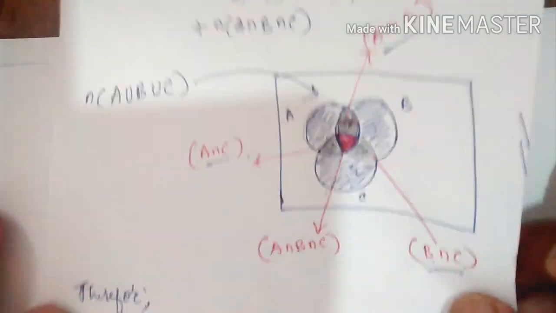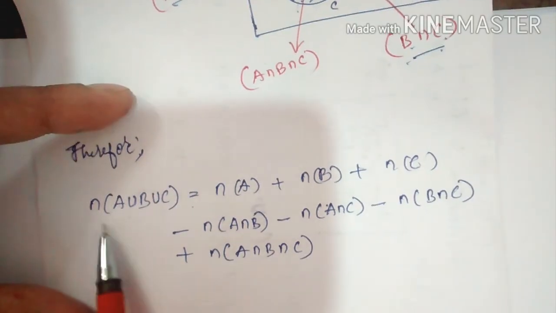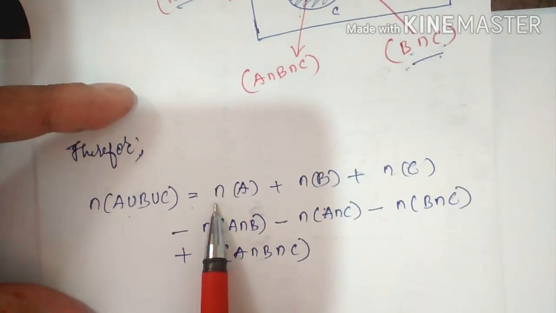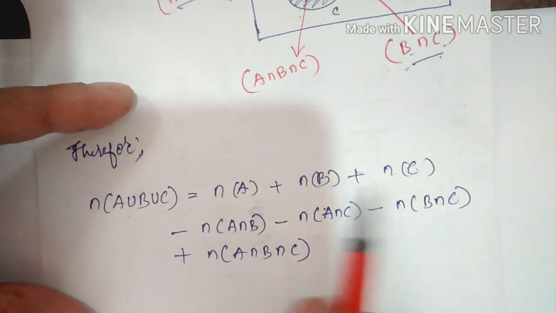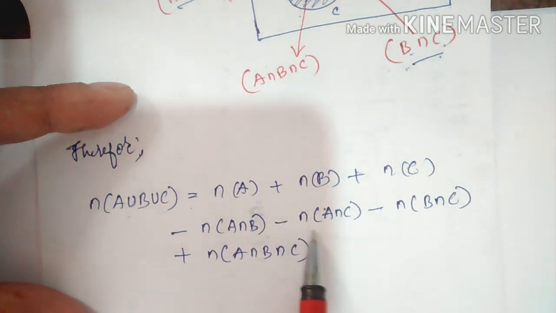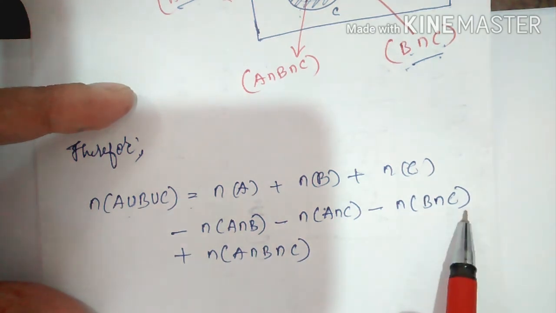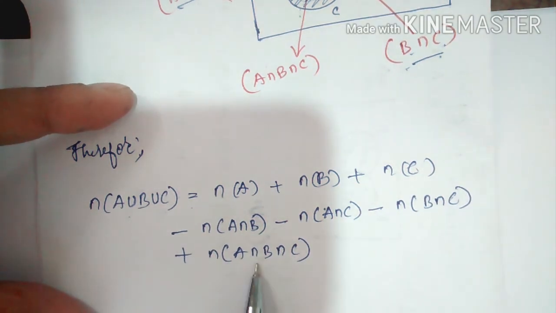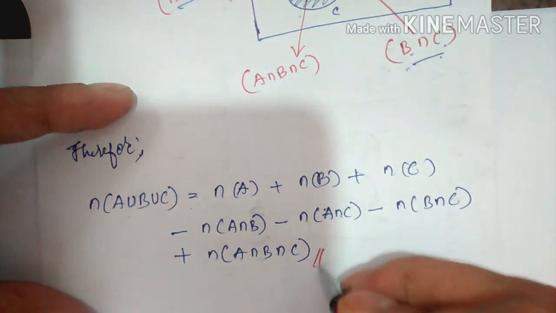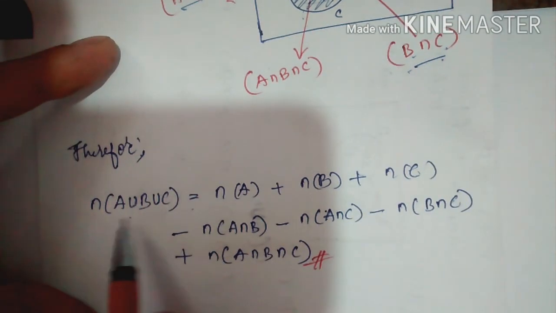So that's why the formula at the end is: number of A plus number of B plus number of C, minus A intersection B, minus number of A intersection C, minus number of B intersection C, plus finally A intersection B intersection C. So this is the formula to find number of A union B union C.